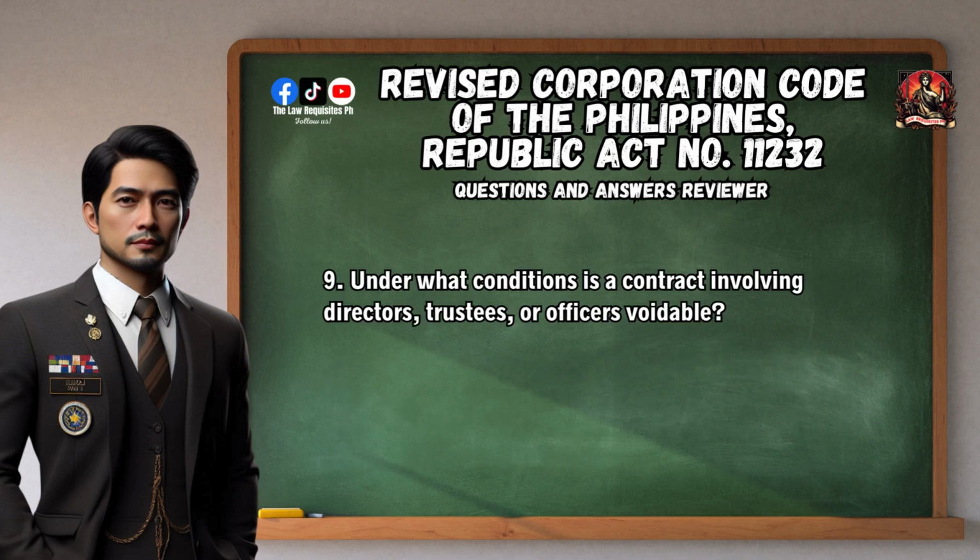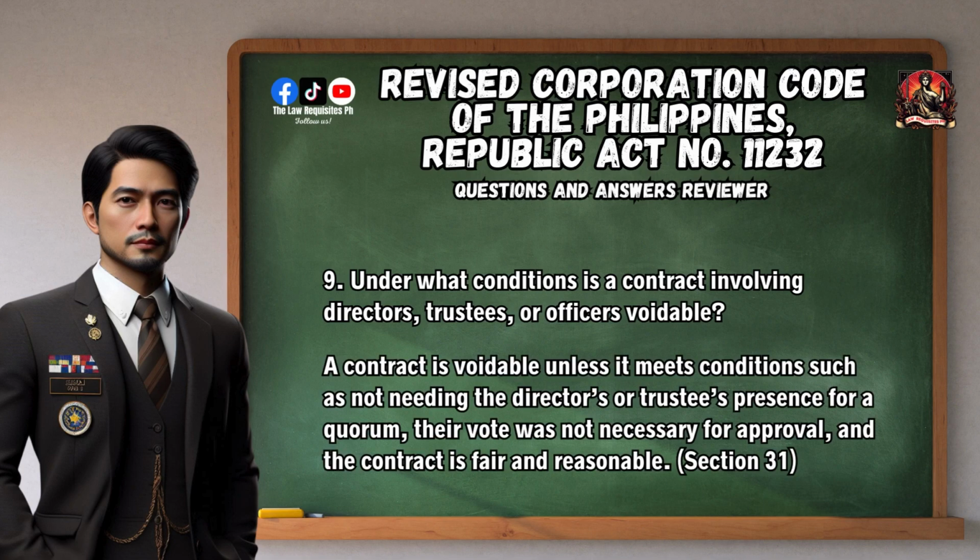9. Under what conditions is a contract involving directors, trustees, or officers voidable? A contract is voidable unless it meets conditions such as not needing the directors or trustees' presence for a quorum, their vote was not necessary for approval, and the contract is fair and reasonable. Section 31.